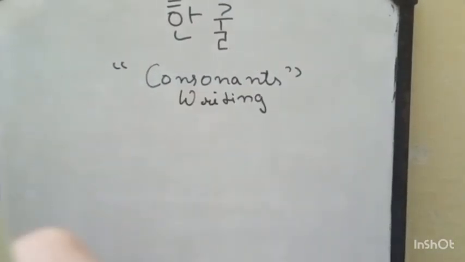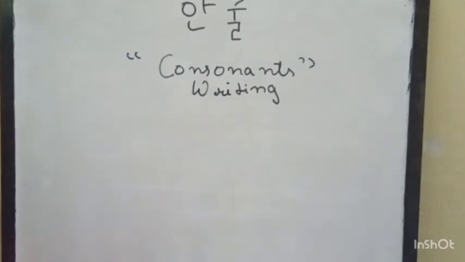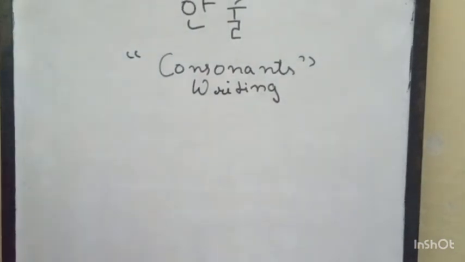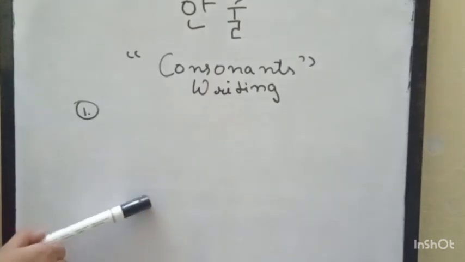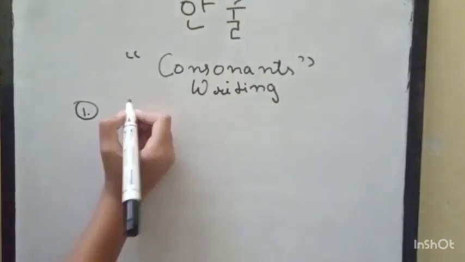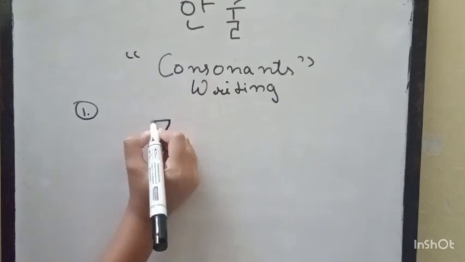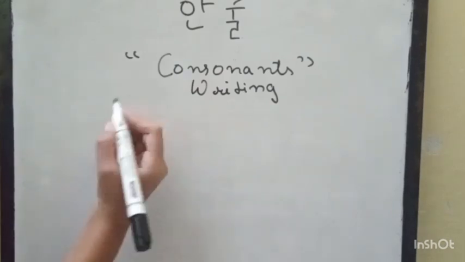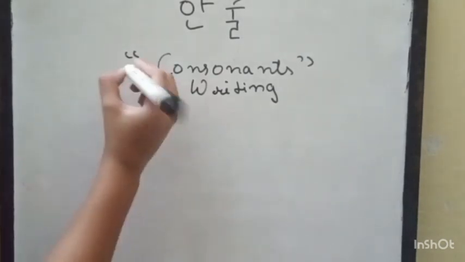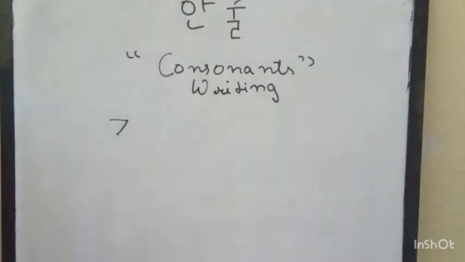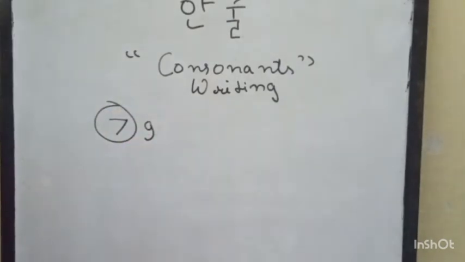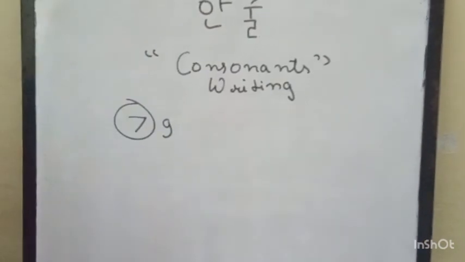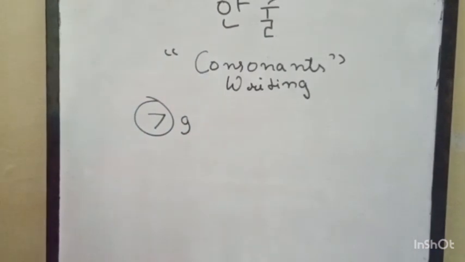Now let us start writing these consonants one by one and also learn the basics. What was the first consonant? G. So how did we write G? We wrote it like this. I will show you more carefully. You first have to draw one line and then a slanting line. So it will symbolize G.